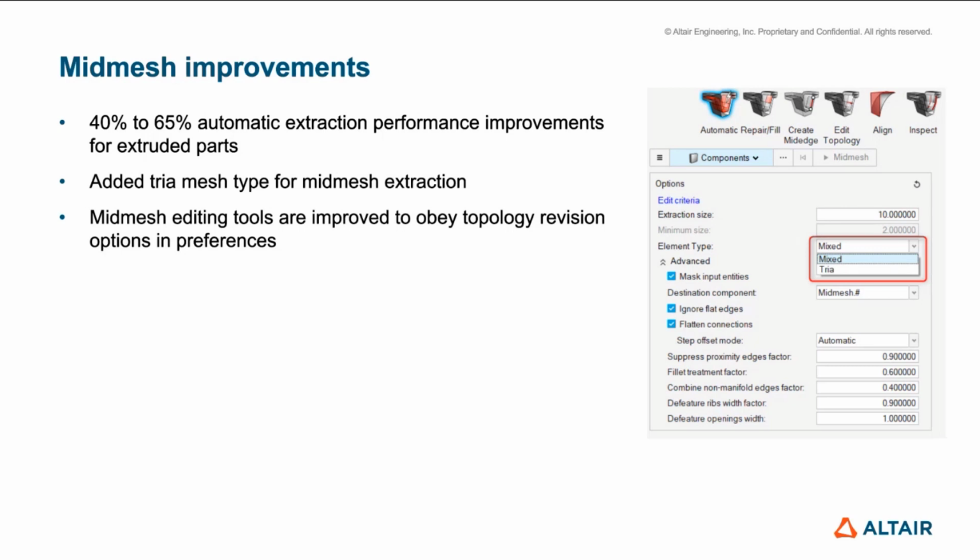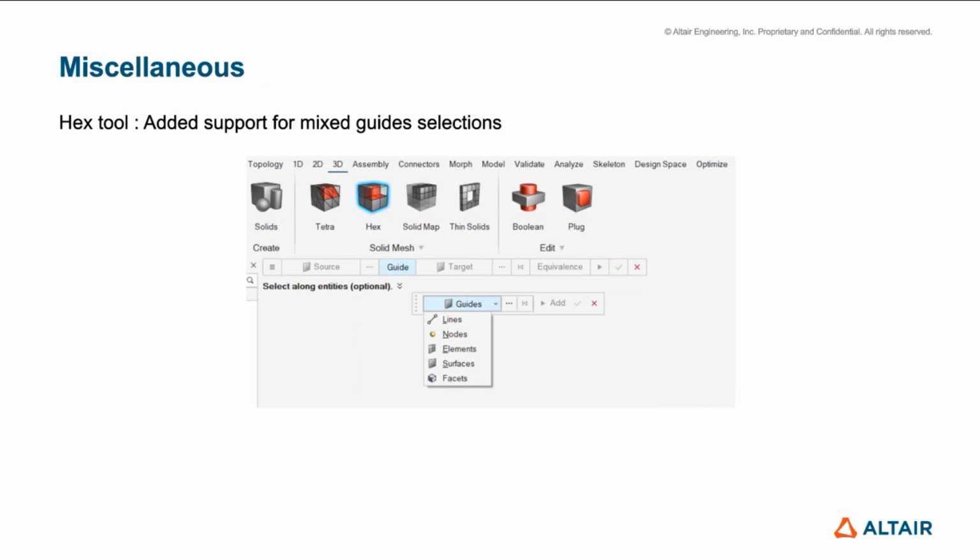So, going further, some of the miscellaneous enhancements that we have worked on, as a panel migration item. For the hex tool, we have added multiple guide selection. Earlier, it was only a single guide. For example, if I was using a line, I would not be able to use any of the other guides. So for that, we have now allowed multiple guide selection. For example, I can now use lines, nodes, facets, surfaces, and elements all together, if that allows me to get a good mesh. So the hex tool supports mixed guide selections now.